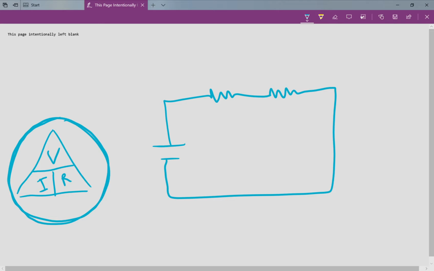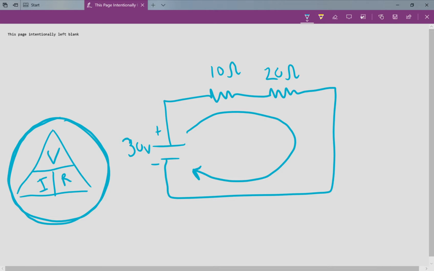Now, when you're dealing with a series circuit, you might have, let's do real world examples, 10 ohms here and 20 ohms here, and you might have 30 volts over here. Conventional current flow goes from the positive to the negative terminal. The positive is always the bigger one. So our conventional current flows this way.